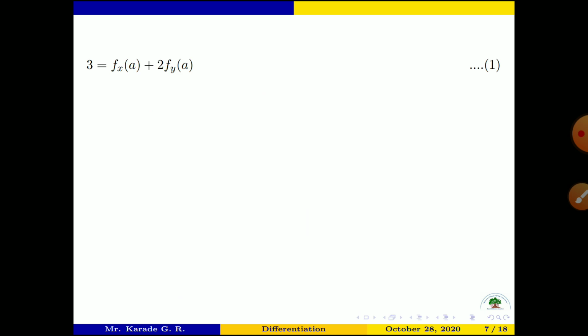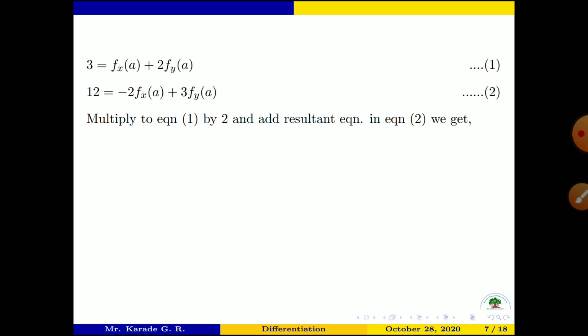Now we consider equation 1. 3 is equal to fx at a plus 2 times fy at a, and the second equation is 12 is equal to minus 2 fx at a plus 3 fy at a. So now to solve these two equations, multiply equation 1 by 2 and add the resultant equation to equation number 2. If we multiply equation 1 by 2, then the resultant equation is 6 is equal to 2 fx at a plus 4 fy at a.